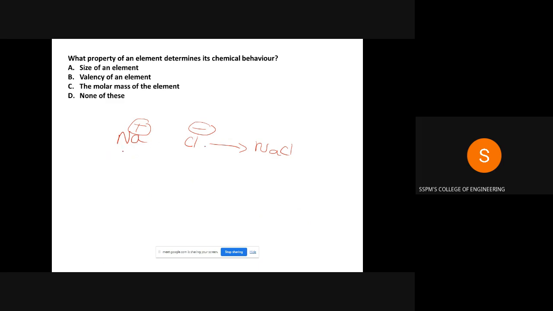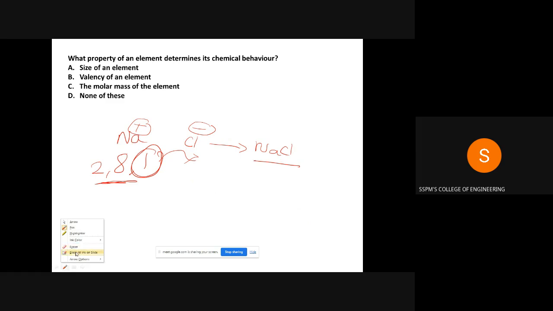So sodium has the configuration 2 8 1. So this 1 electron will be shifted to complete the octet and hence there is a formation of NaCl. So this is all about the valency of an element. Hence the correct option is valency.